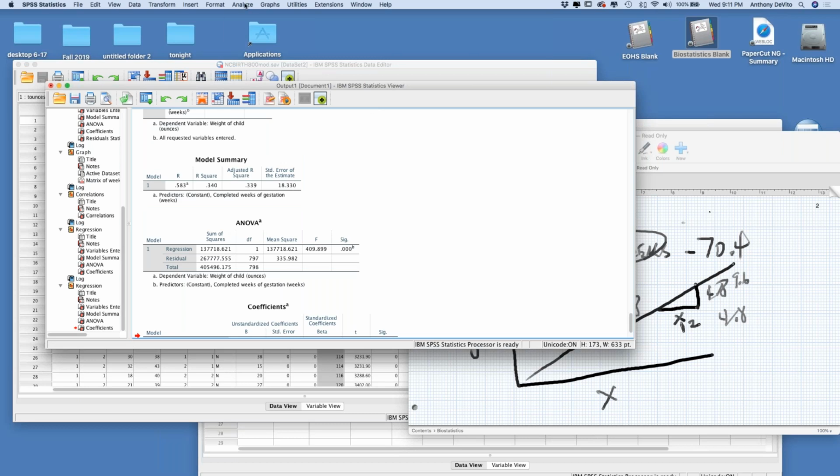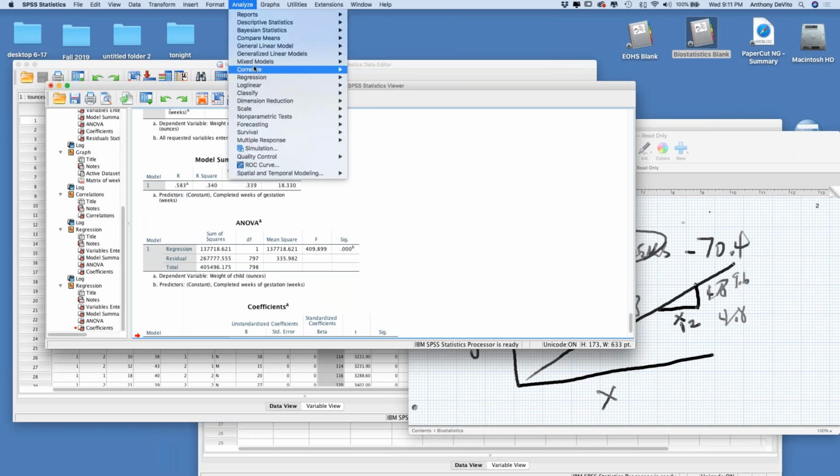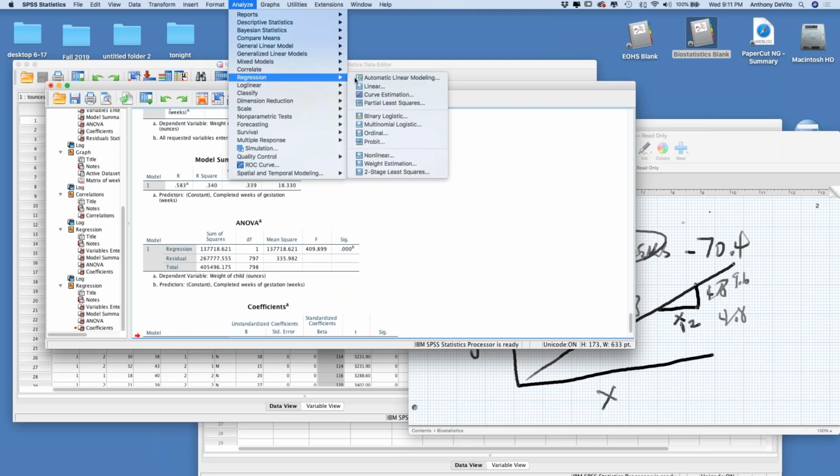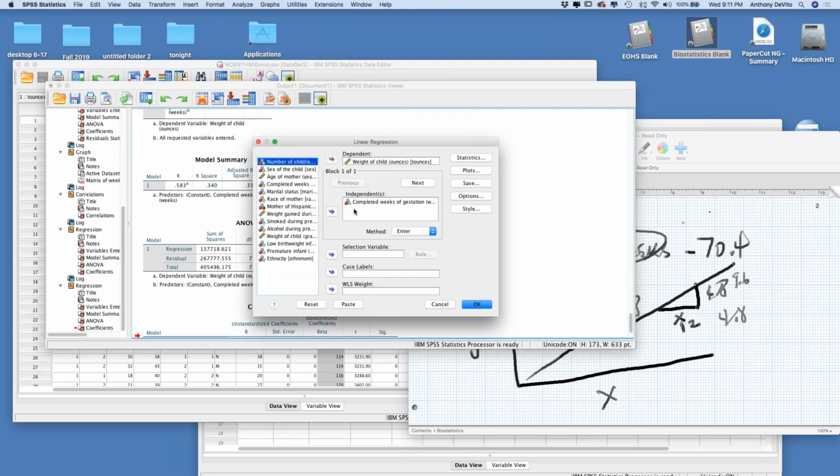Let me just, as an experiment, go to Analyze, Regression, Linear, and I'm going to do a multiple regression. I'm going to put two values here: completed weeks of gestation, and I'm also going to put in, what other values do I have here? Got the age of the mother, completed weeks of gestation, age of the mother. What else do I have here? Weight gain. I'm going to put in weight gain during pregnancy, even though we know that's not that big an issue. I'm going to click OK.